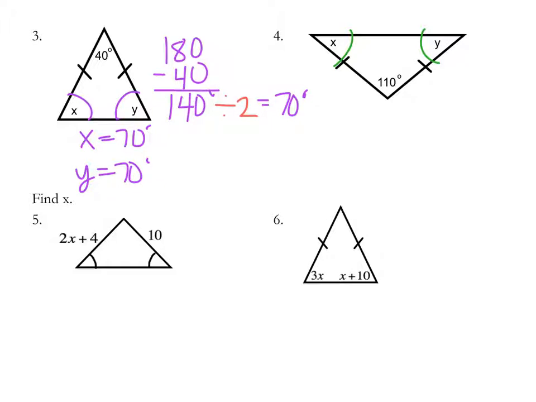So again, in this one, we're missing the two angles that are congruent to each other. So we have to start with what we know about the whole triangle. We know the whole triangle is 180. So I'm going to subtract the 110 off of 180. That gives me 70 degrees left.